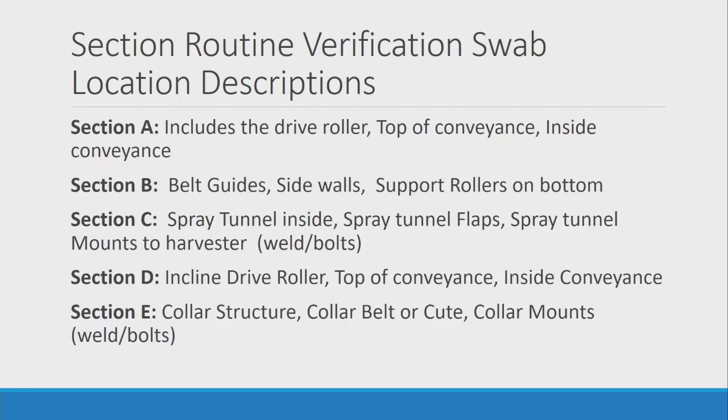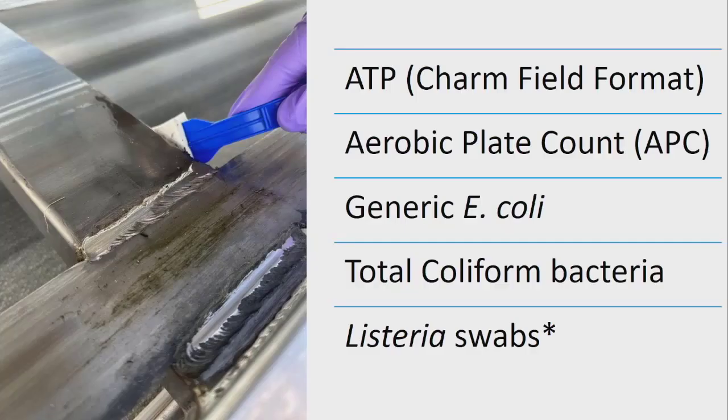So section A includes a drive roller, conveyance belts. B are self-guided belts. C is a spray tunnel, if there is a spray tunnel on the equipment, right, not all equipment has a spray tunnel on it, but if it does, that's what section C is. D is the incline, and then E is that collar belt, chute, collar mounts, all that kind of stuff up on the higher equipment. This is what we're looking for in our study.